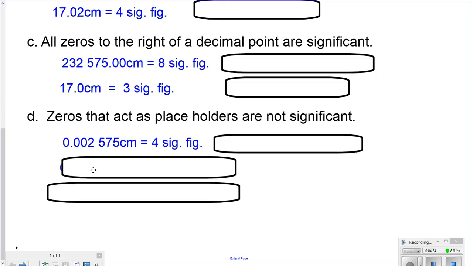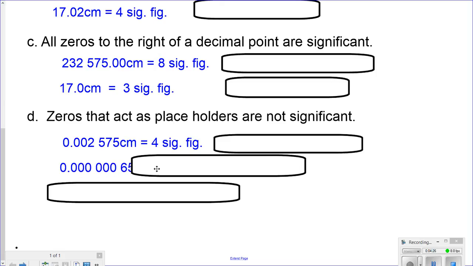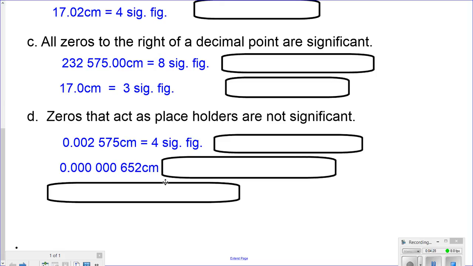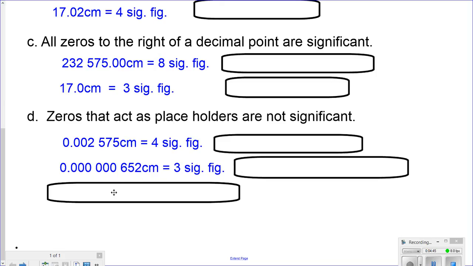Another example. 0.000000652. All these zeros are non-significant because I begin counting at the first non-zero, which is the 6. 6, 5, 2. 1, 2, 3. I have 3 significant figures.